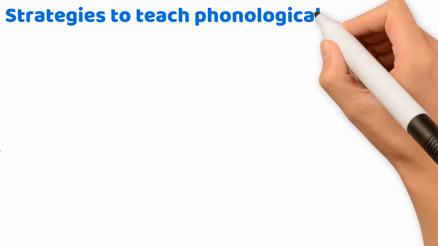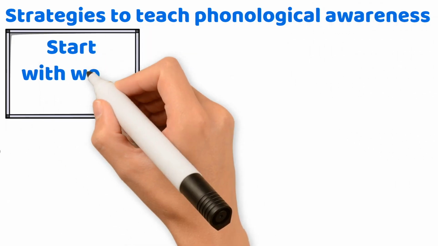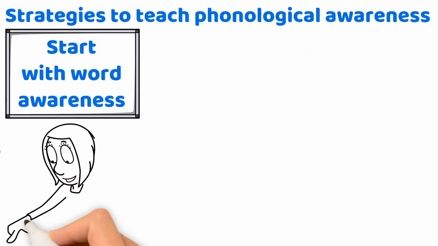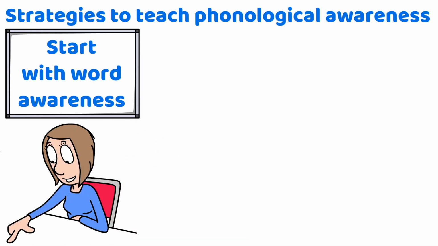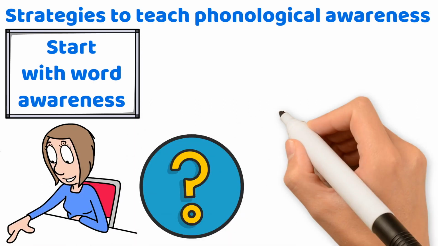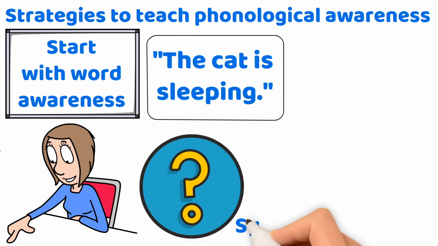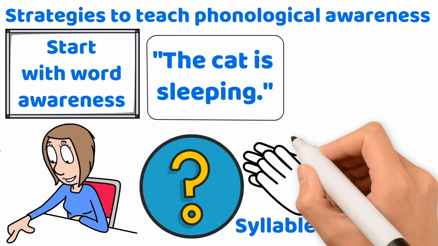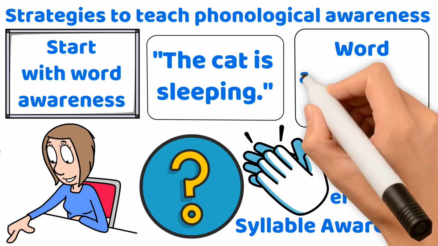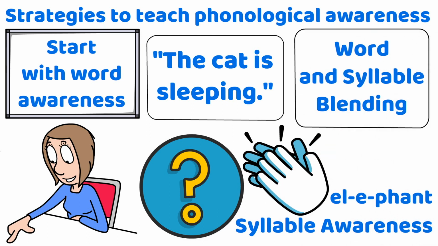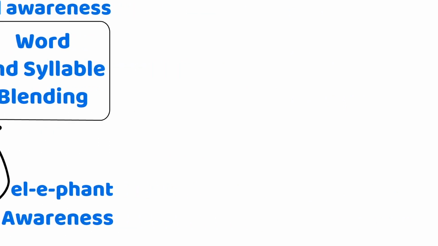Moving forward, let's talk about strategies to teach phonological awareness. First, start with word awareness by asking students to identify words as separate meaning units. For example, question how many words are in the sentence, "The cat is sleeping." Progress to syllable awareness, such as clapping out the syllables in elephant. Use word and syllable blending activities to build their ability to connect spoken language to reading.